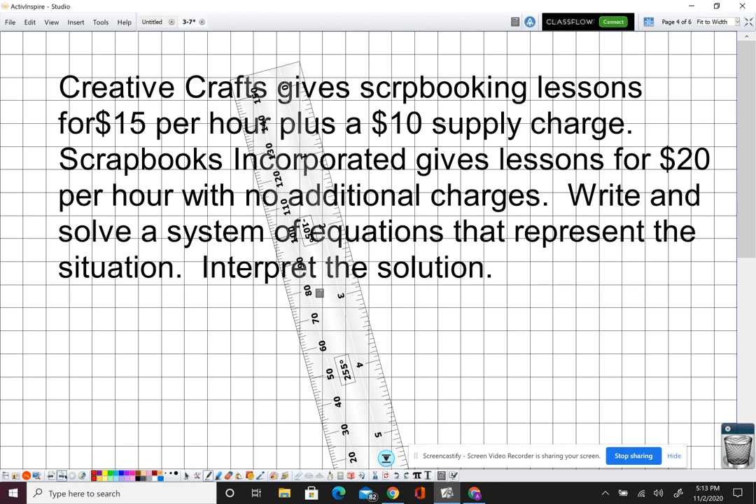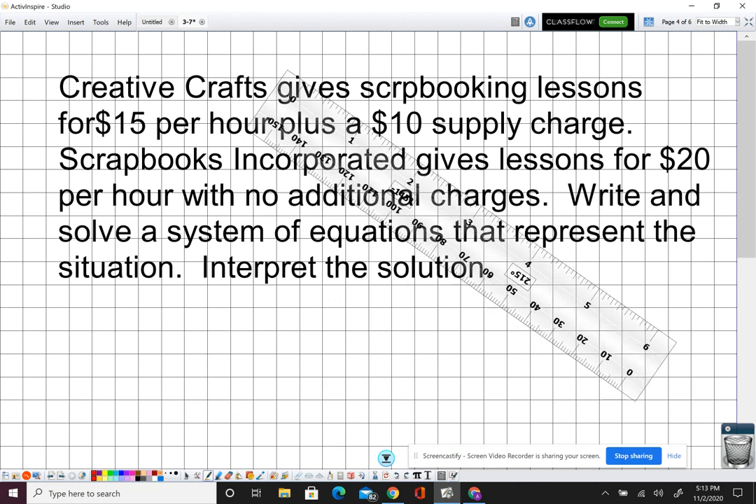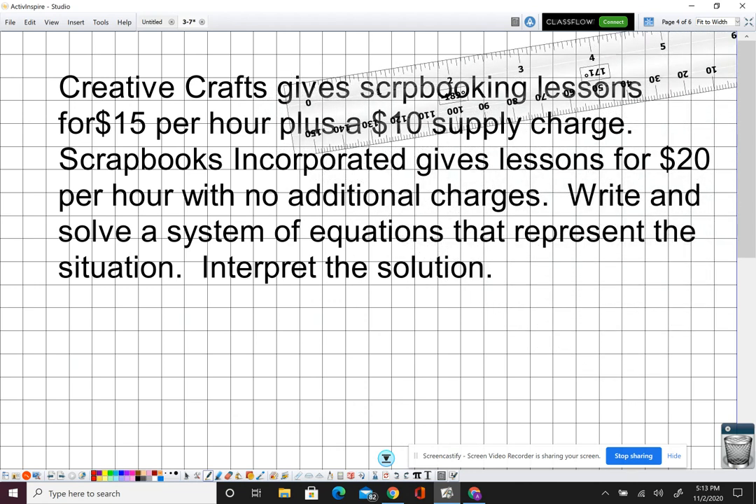I'm going to get rid of this, I think. How about if I just move it over here? Move it off the screen. There we go. Okay, so Creative Crafts gives scrapbooking lessons for $15 per hour plus a $10 surcharge. Scrapbooks Incorporated gives lessons for $20 per hour with no added surcharge. Write and solve a system of inequalities or system of equations that represent the situation and interpret the solution.